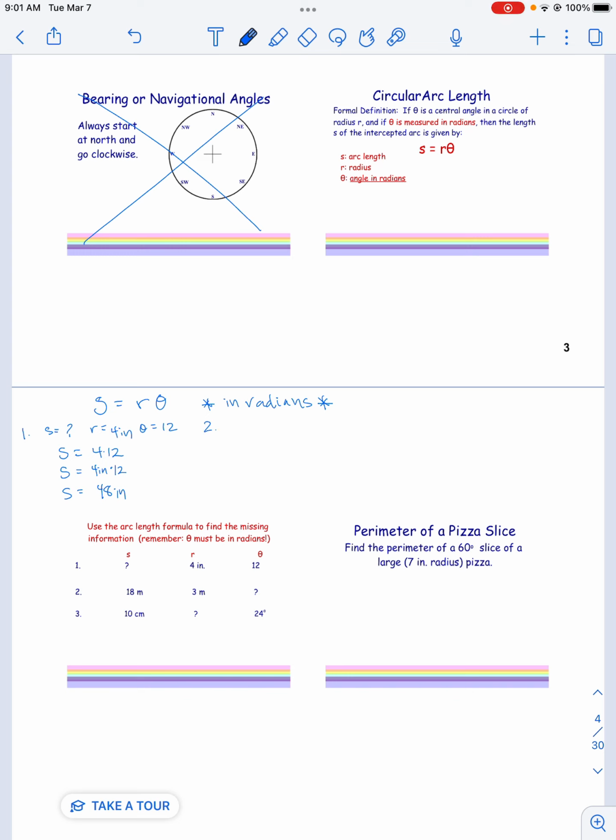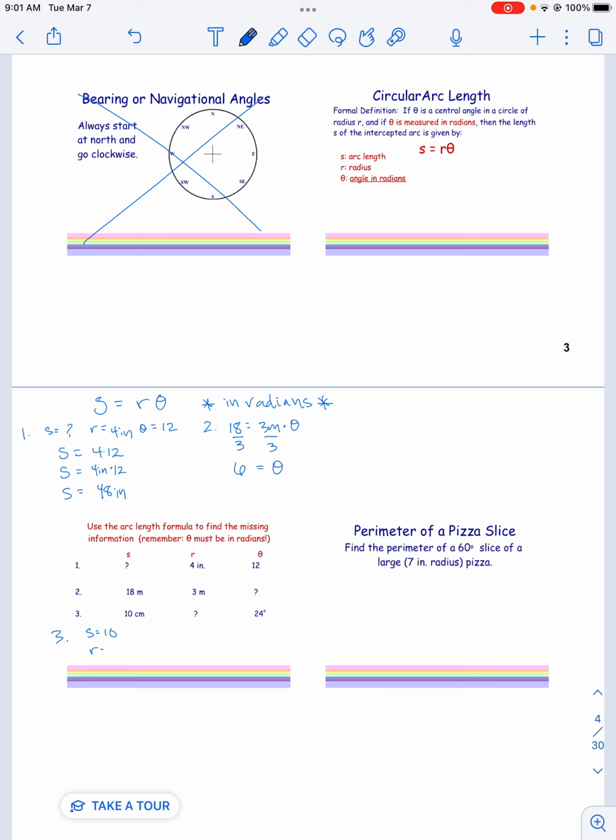In number 2, I've got now that S is 18, the radius is 3 meters, and I want to find out what theta is. Well, it's a matter of dividing here. If theta is attached to the 3 by multiplication, I undo it with division, and so I've got 6 radians in this situation.